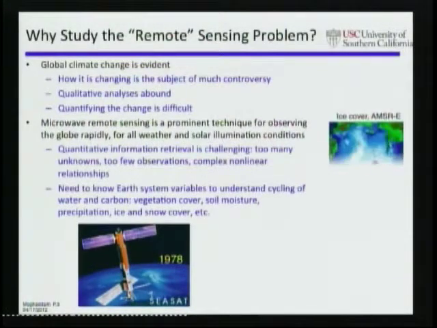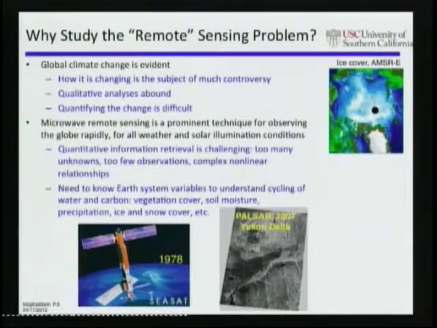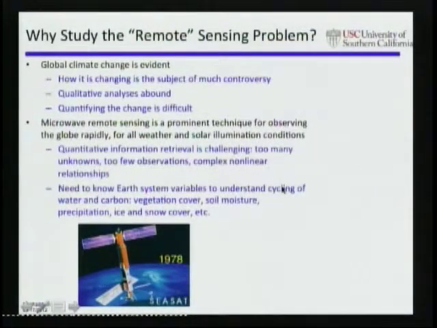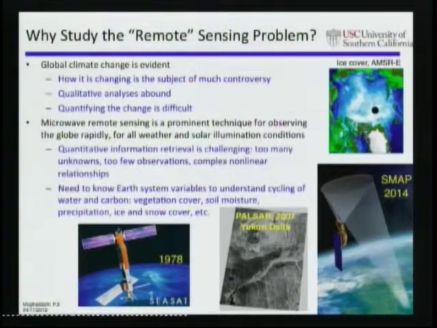And that has motivated many missions over the years. Going back to the late 70s, NASA launched its first L-band satellite, and then many others have followed it. And there's another one upcoming in a couple of years from now, SMAP, the Soil Moisture Active Passive Mission, which is going to be launched by NASA. It has both active and passive microwave instruments on it. And that will also help us further quantify some of the parameters of the environment. Okay. Now, there are many unknowns in the environment, and we can't possibly invert for all of them. So let's just focus on a few things.